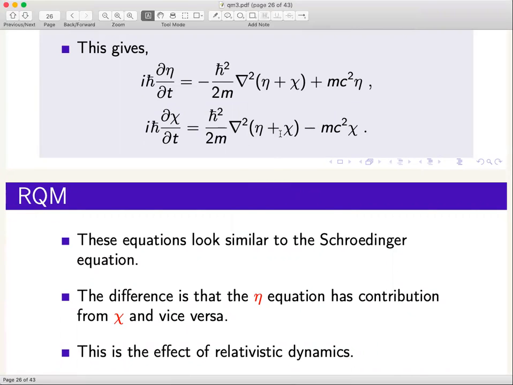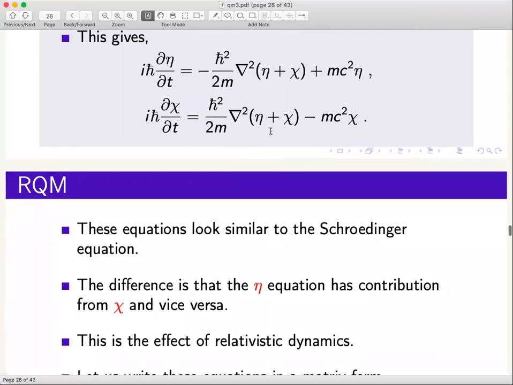Now, the main difference between this and the Schrodinger equation is that you don't have the equation as it is. You have some admixture of the other component, and that is just as well. In fact, that is the kind of effect due to relativity, that you would see the other component contributing to the dynamics. I mean, the positive energy component would have a contribution from negative energy and vice versa.